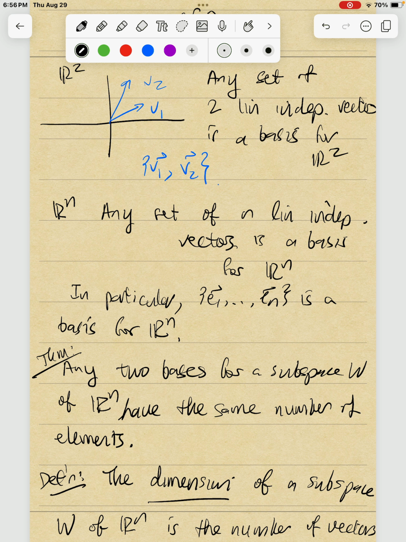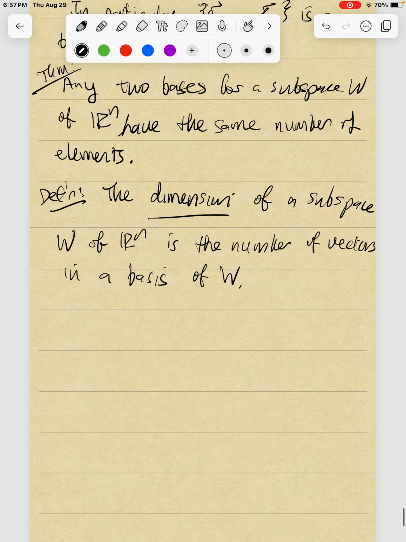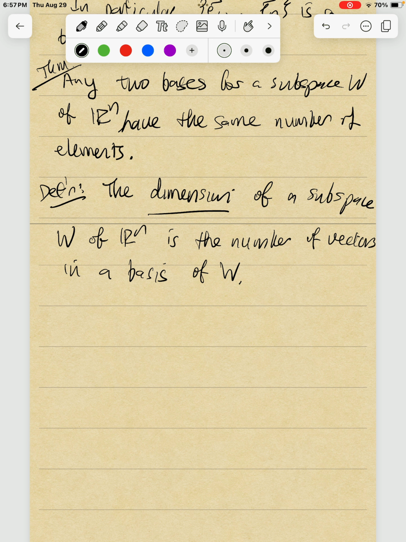And if you have a plane, it's spanned by two independent vectors. So a plane is two-dimensional. A line is spanned by one vector, and so a line through the origin is one-dimensional. So the concept of a basis gives you the concept of the dimension of a subspace. Okay, one more thing in the review is the rank of a matrix.